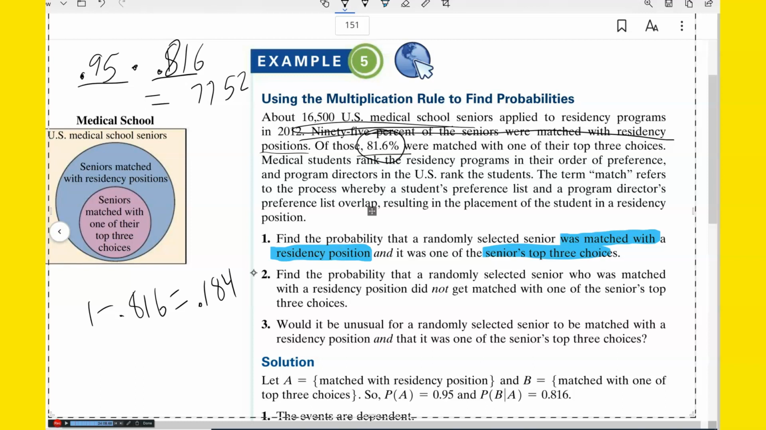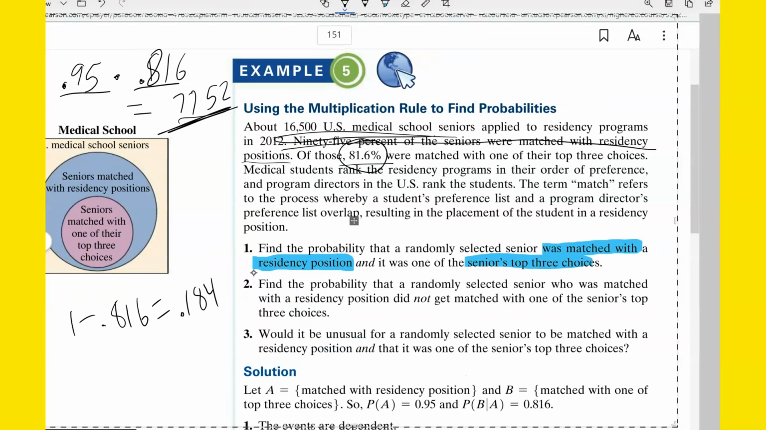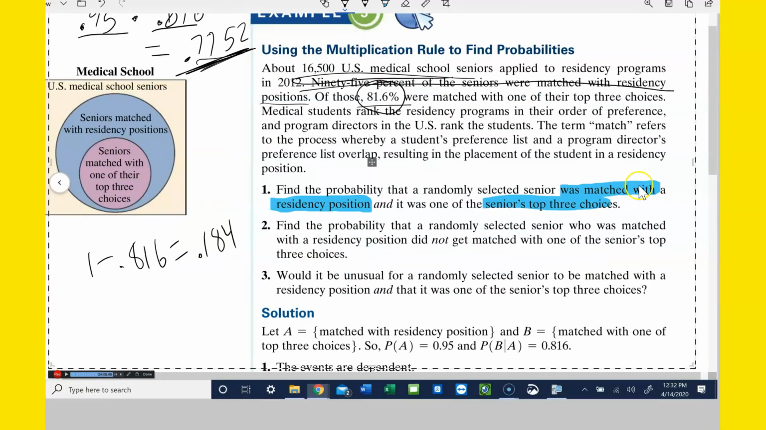All right. Would it be unusual for a randomly selected senior to be matched with a residency position and that it was one of their top 3 choices? So this is just going back to number 1. We already found that probability in number 1 right here. Would that be unusual? No, it wouldn't, because it's like a 78% chance of it happening. So it definitely would not be unusual. It'd have to be less than 5%, less than 0.05 to be considered unusual. So the answer to that question is no, it would not.